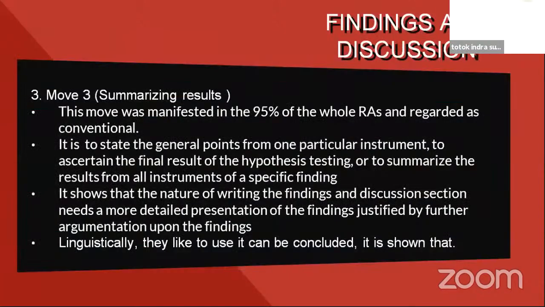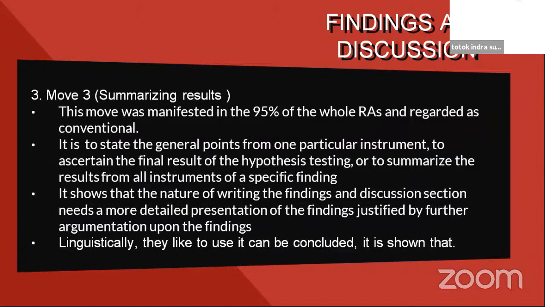And then for Move 3, summarizing result. Is it right that the total 130 articles summarize the result? The answer is there are 95% of the whole research articles that summarize the result. Quite big, yes, 95%. That is the total research articles that summarize the result, and this is regarded as conventional. And then in Move 3 there is no step. Summarizing the result, there is no step.